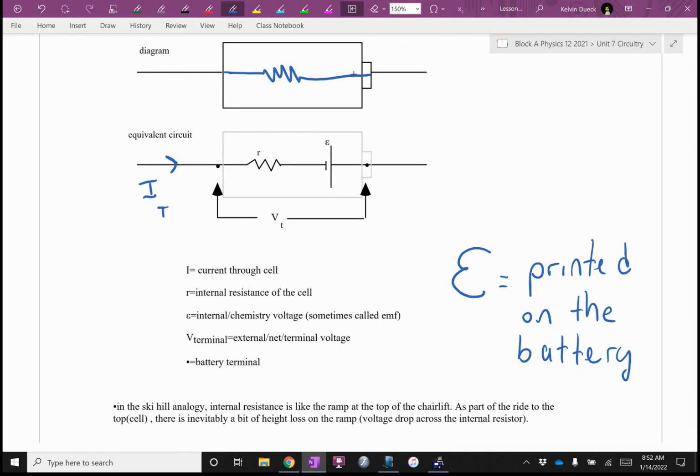But as soon as you start to have current going through it, you lose some of your voltage because you need some energy to actually get through the battery itself. Okay? Here's the terminal voltage, V. I use VT, or V terminal.